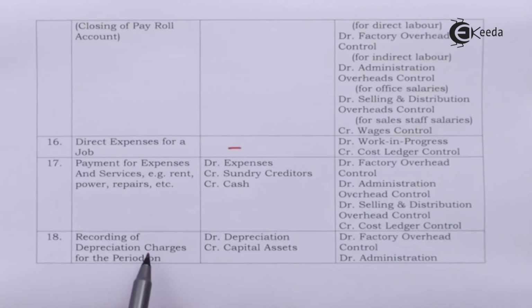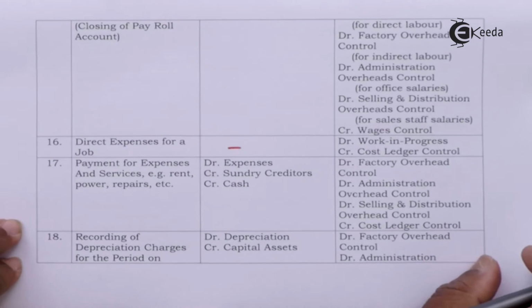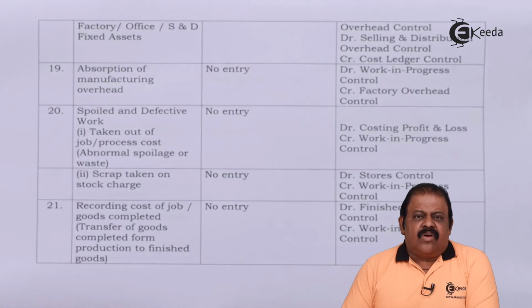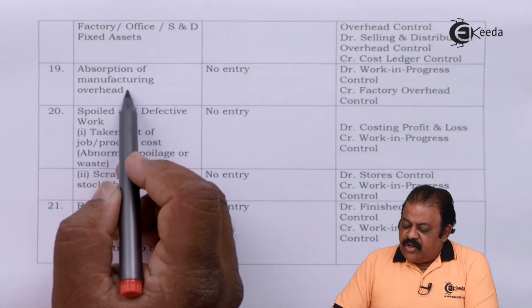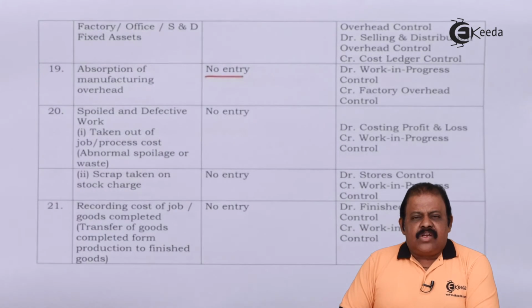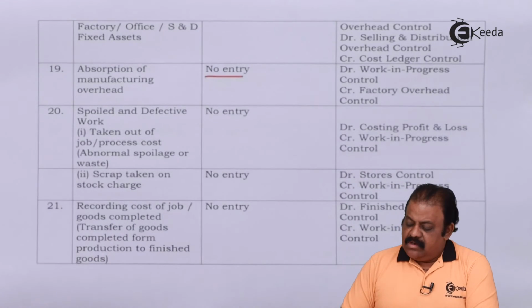Recording of depreciation charges for the period. In financial book, the entry is depreciation account debit to capital asset. In cost record, factory overheads control account debit for factory asset, administration overheads control account debit for office assets, selling and distribution overheads control account debit for sales department asset to cost ledger control account. Absorption of manufacturing overheads. There will be no entry required in financial book. In cost book, the entry will be work in progress control account debit to factory overheads control account.